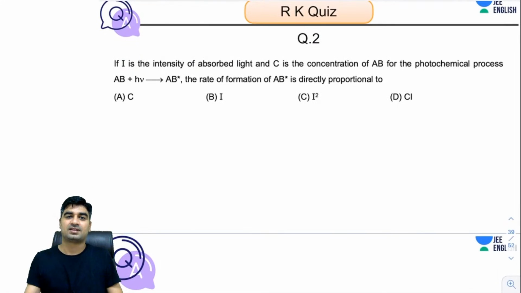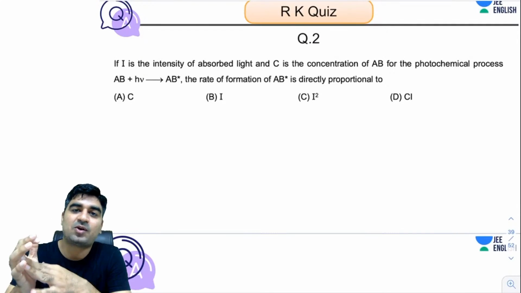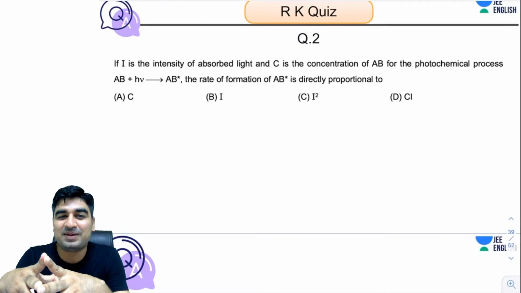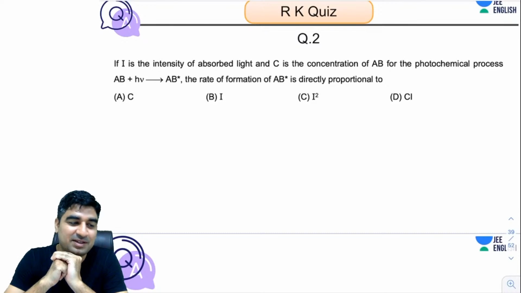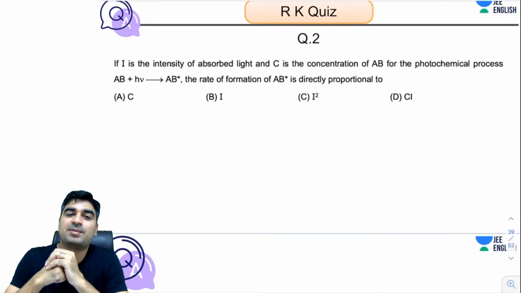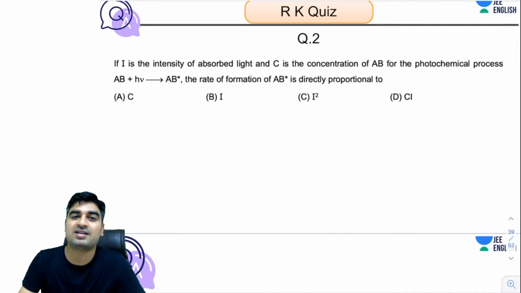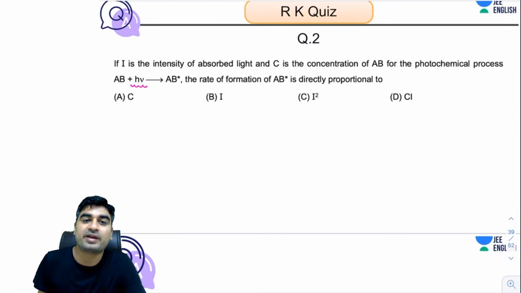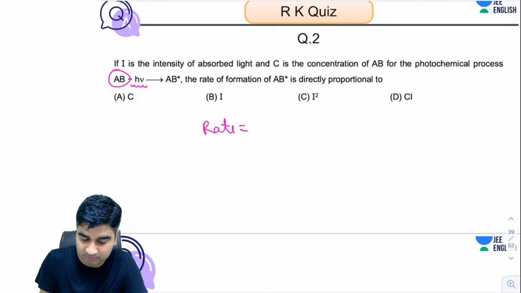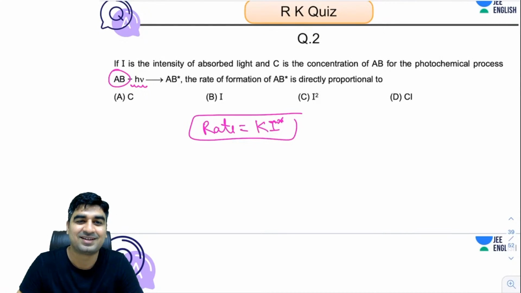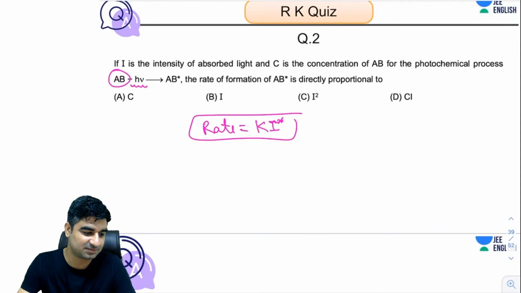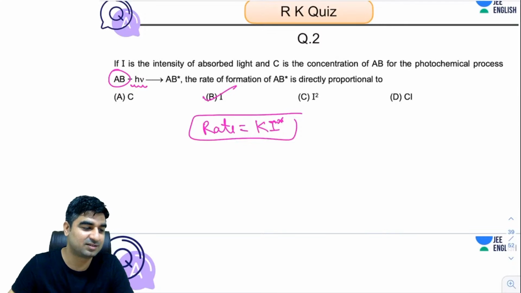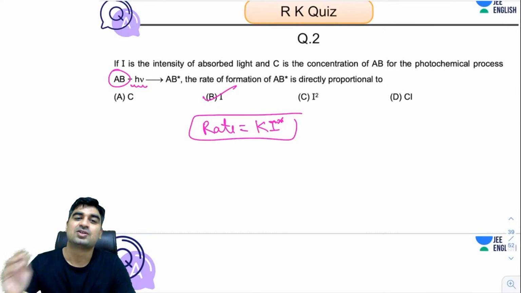Now solve it. If I is the intensity of absorbed light and C is the concentration of AB, the problem I just discussed five minutes back, then AB plus h nu giving you this, then the rate of formation of AB star is directly proportional to. It is again showing h nu, meaning it will be the first step. So it is independent of the concentration of A, right? So its rate will depend on K into I, intensity. I hope you got it. So it is B. Yes, Pawan, you are right. So let's move to the next point.